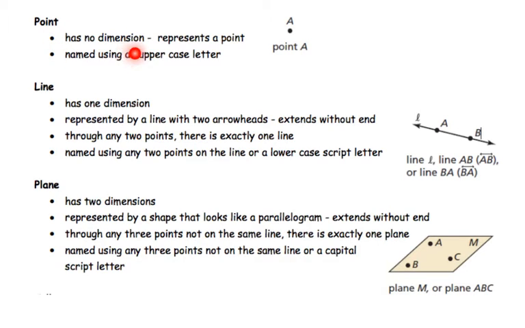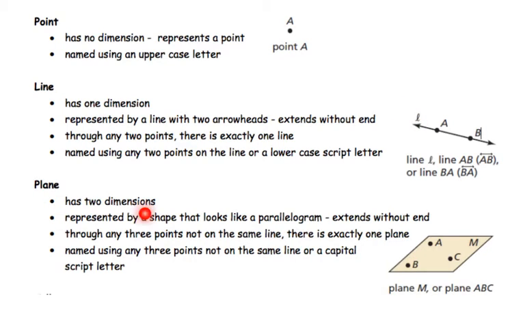Point. It has no dimension. That's what represents a point. It's named using an uppercase letter. Remember, points don't have size, they have a specific location. A line has one dimension. It's represented by a line with two arrowheads, so two arrows at the ends. Through any 2 points, there's always exactly one line. It's named using any 2 points on a line, for example here the A and the B, or a lowercase script letter. So notice here this lowercase cursive L.